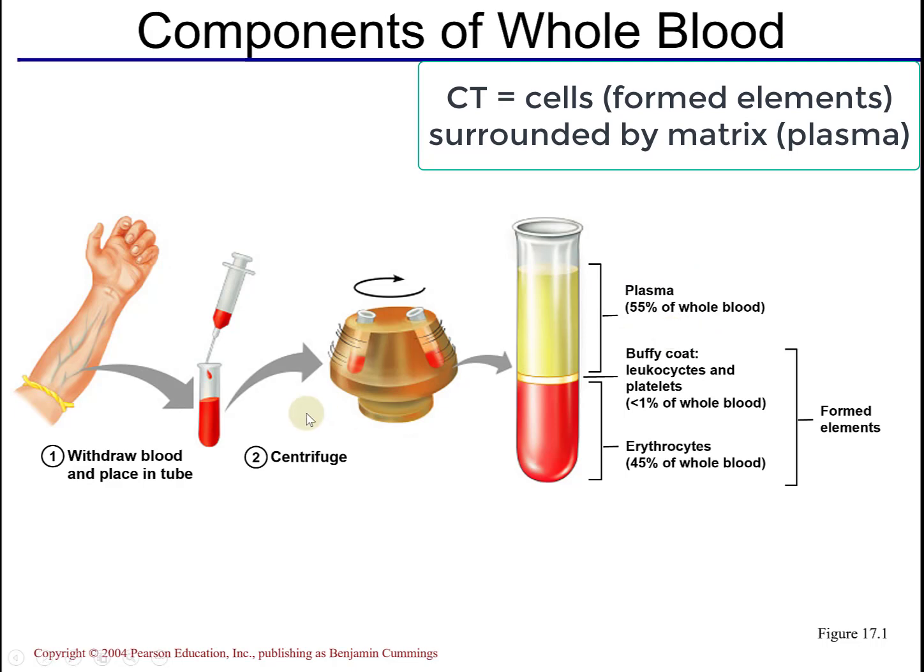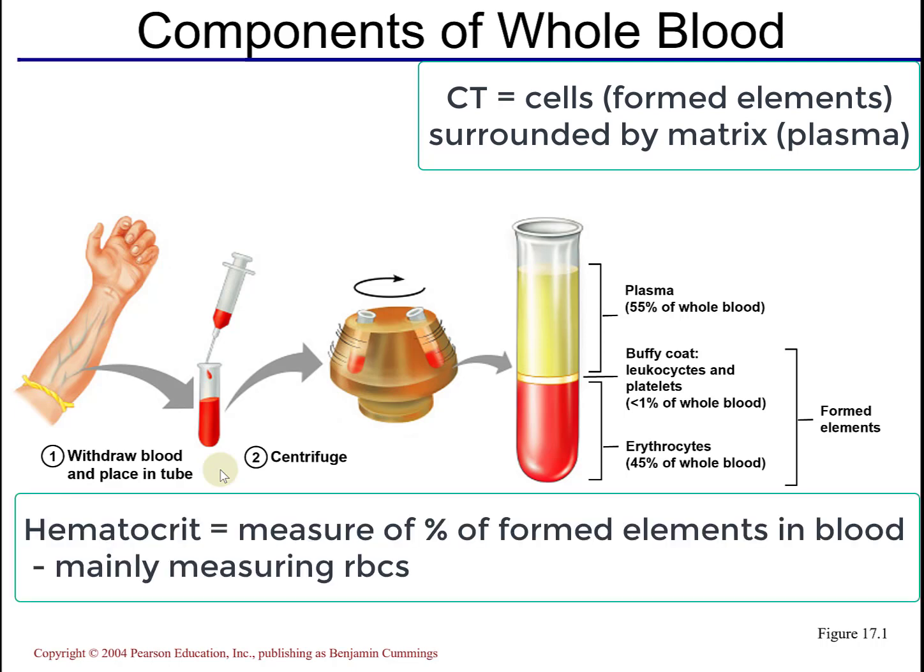Now, one common test that's done in hospitals is called a hematocrit. A hematocrit is a measure of the percent of formed elements in blood. It is mainly looking at red blood cells, or erythrocytes. The way this is done is pretty similar: the blood is spun down, but they're just measuring the column of erythrocytes. This is an indirect measure of the oxygen carrying capacity of blood. The more red blood cells, the more oxygen.